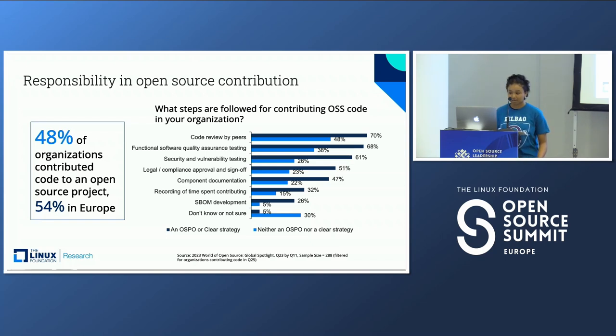We also asked about the steps that are followed before or when contributing open source code. And I think there's a nice difference between organizations who do have an OSPO or a clear strategy compared to those who do not. The dark blue are the organizations with an OSPO, and the light blue is organizations without an OSPO. Throughout the steps, we can see that there are around two times more organizations following the different steps, be it code review by peers, or quality assurance testing, or security testing, or even legal approval and sign-off. So there's definitely a difference.